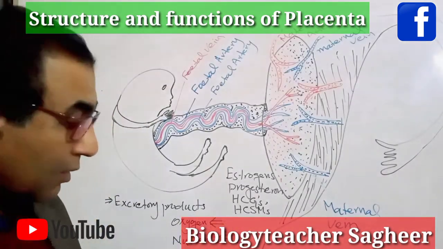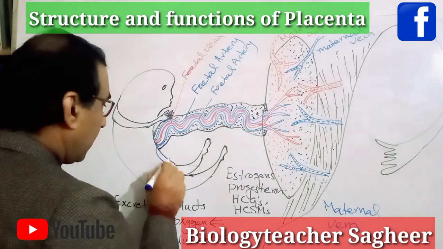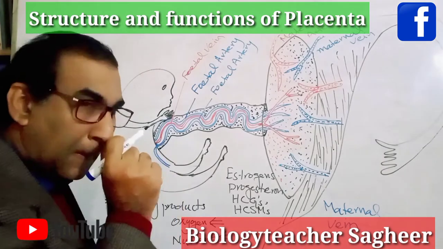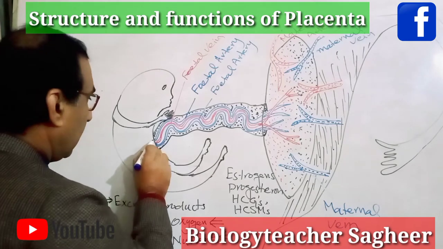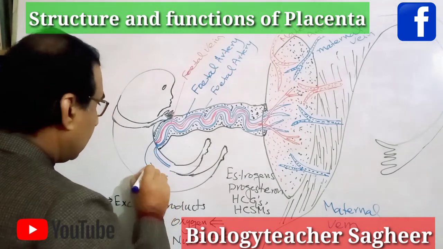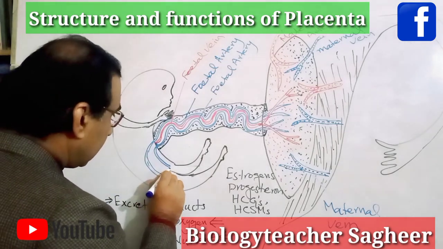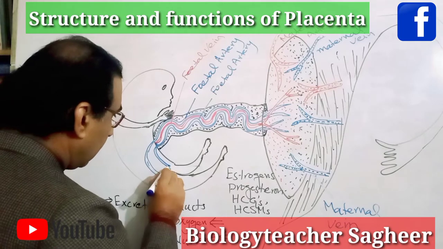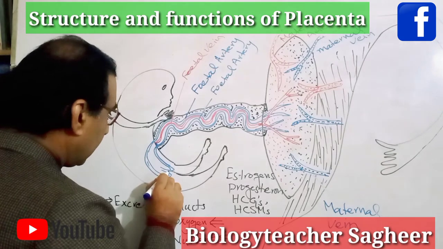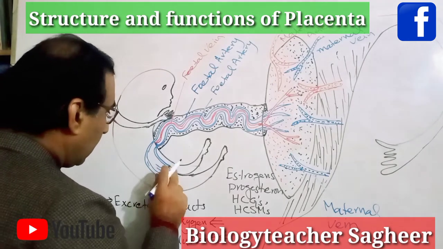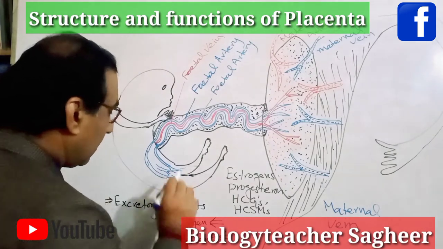On the other hand, the arteries which bring the blood from the pelvic region of the fetus, like this, you can roughly draw here. These arteries are formed by the division of, oh, these are the pelvic arteries.